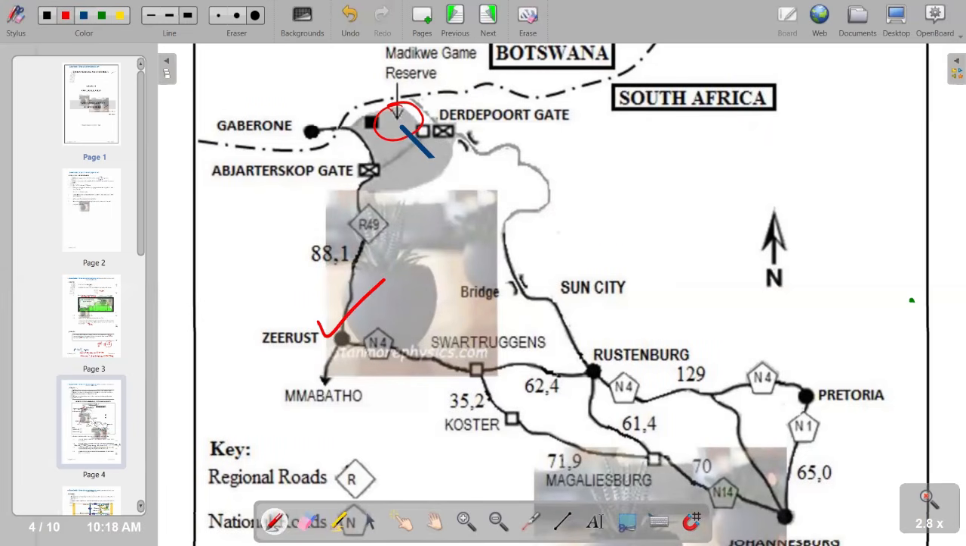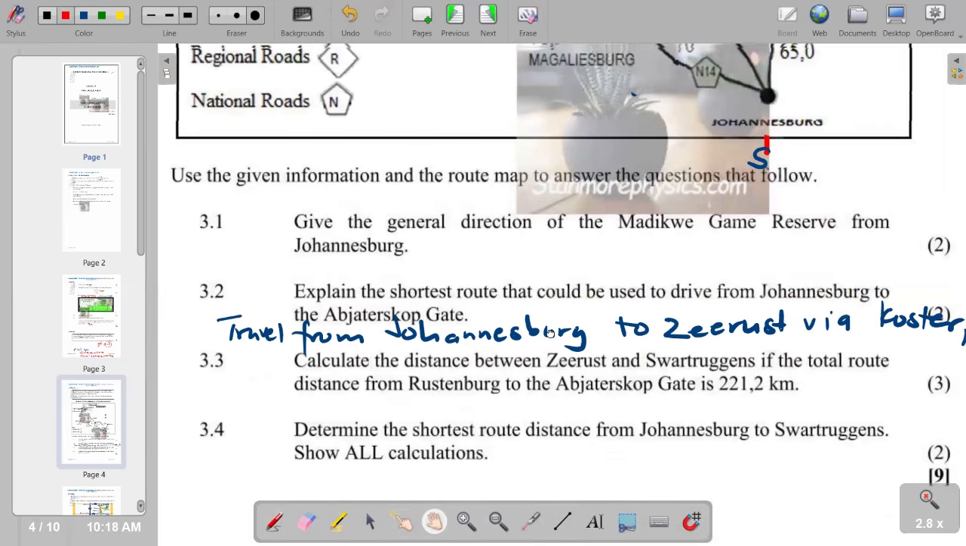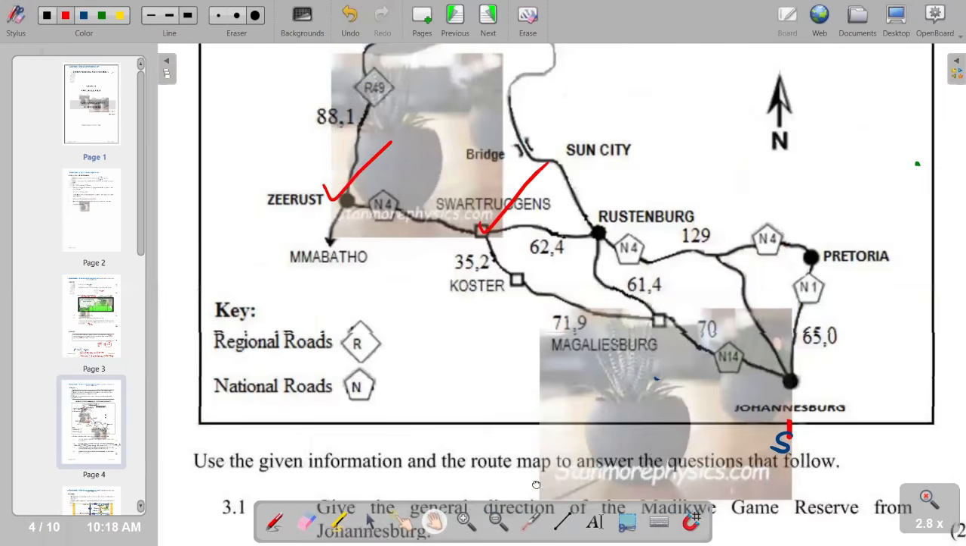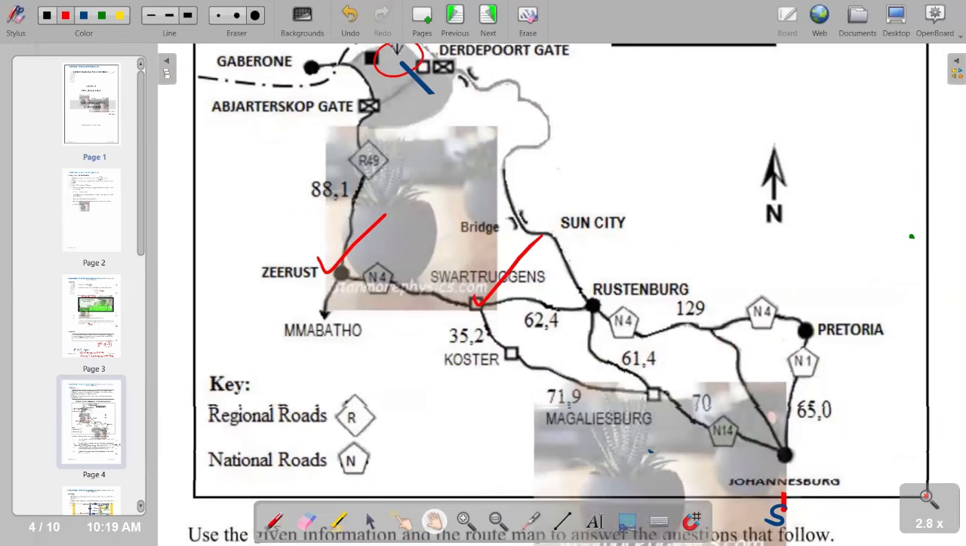So from here to here, the distance that we are calculating, but we are given that the distance from Rassenberg to Ajetskop is 221. Rassenberg is here. Rassenberg is here to Ajetskop is 221. So to get this distance from here to here, we are going to subtract the distance from Rassenberg to Ajetskop. We subtract 88.1 and then also subtract 62.1 so that we are left with this part here that we have. So basically that's the calculation that we are going to do.